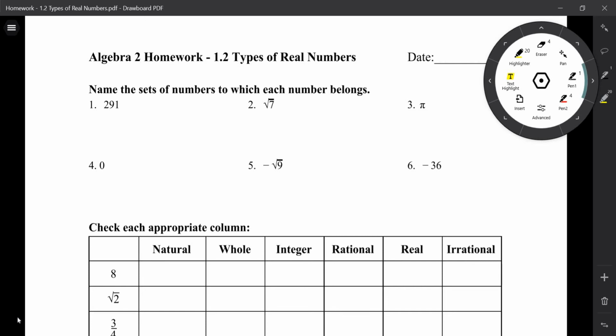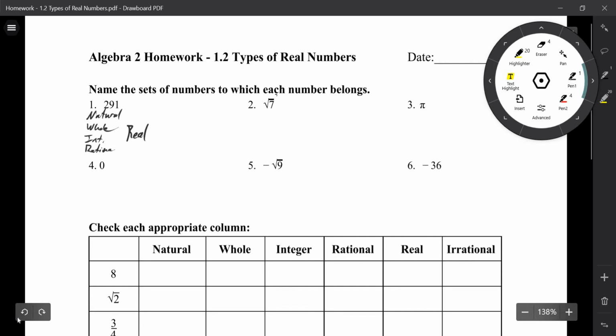So starting off here, right at number 1, we're looking at a natural number. It's greater than or equal to 1, and it's a whole number. It's not defined or expressed using a fraction. It has no decimal places. So we're going to write natural. It's a whole number. It is an integer. I'm just going to go int for that. Rational. And above all, it is real.